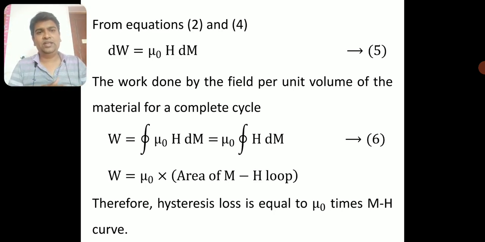Therefore, hysteresis loss is equal to mu naught times the MH curve. The work is actually the energy. Work is nothing but energy. This energy is what we lost in the hysteresis. So this is the hysteresis loss, which is equal to mu naught times the area of this MH curve. A line integral of H dM represents the area of the HM curve. If that is multiplied by mu naught, you will get the work done, the energy which is lost during the hysteresis.